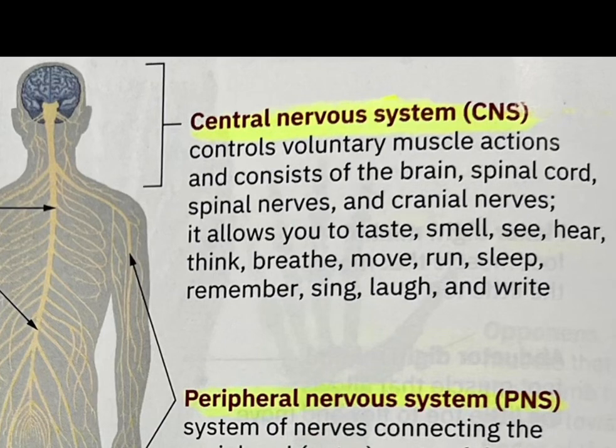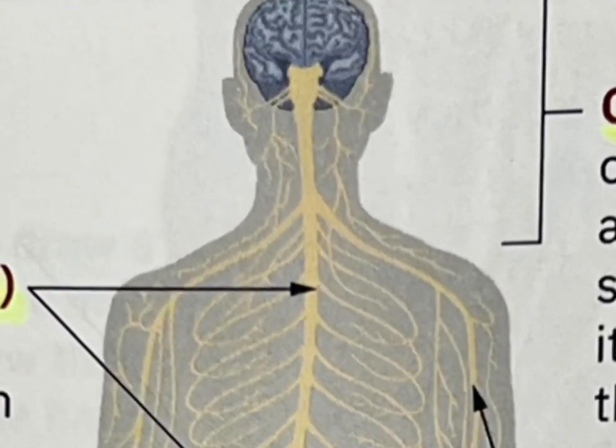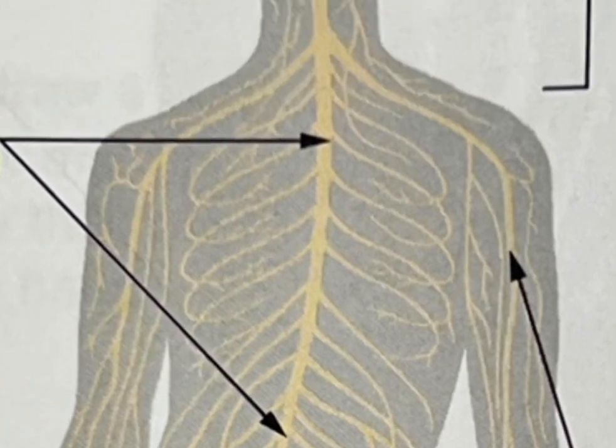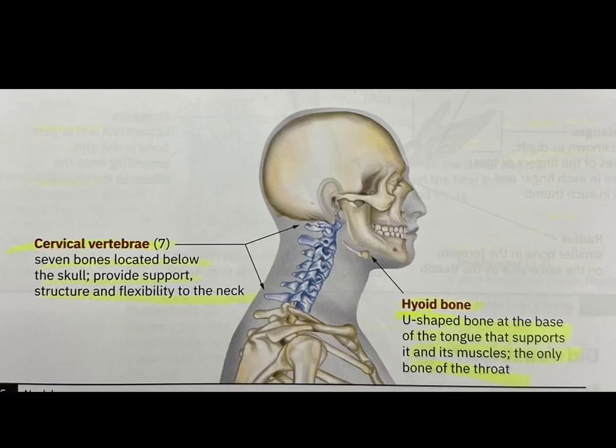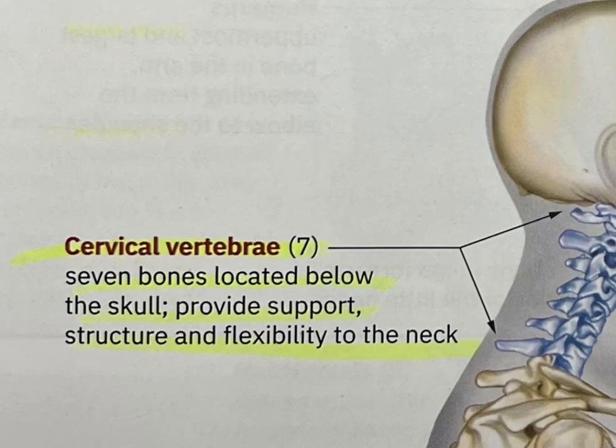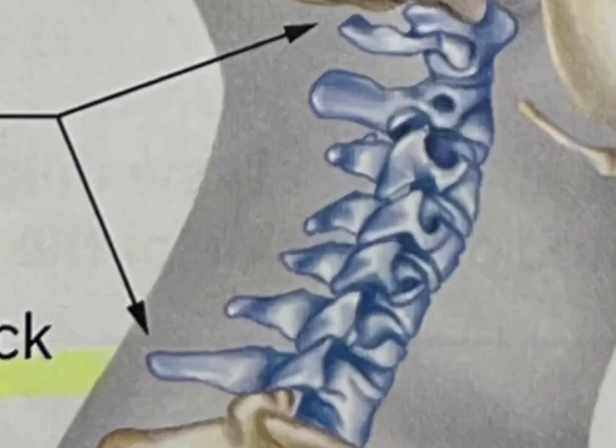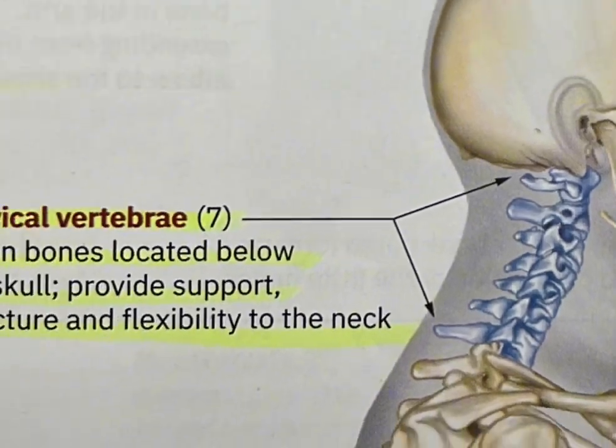Central nervous system, controls voluntary muscle actions and consists of the brain, spinal cord, spinal nerves, and cranial nerves. Cervical vertebrae, 7 bones located below the skull, provide support, structure, and flexibility to the neck.